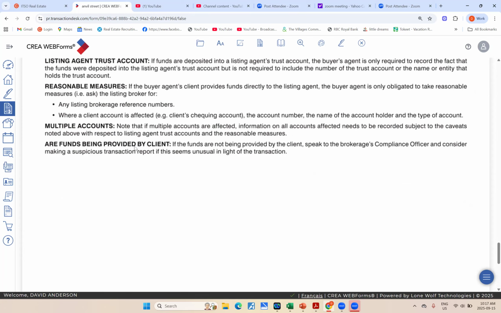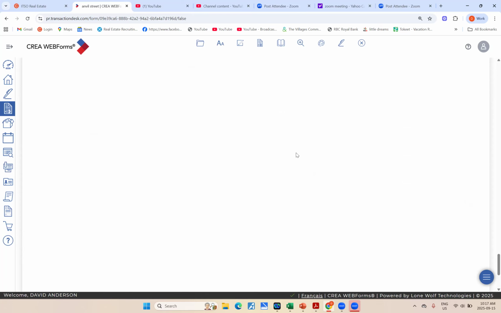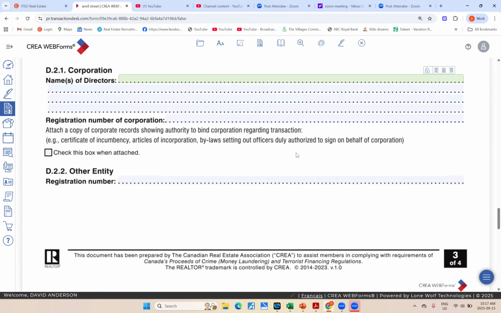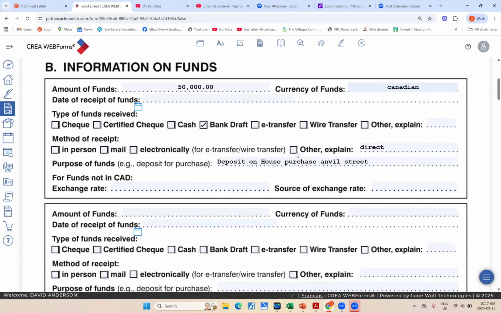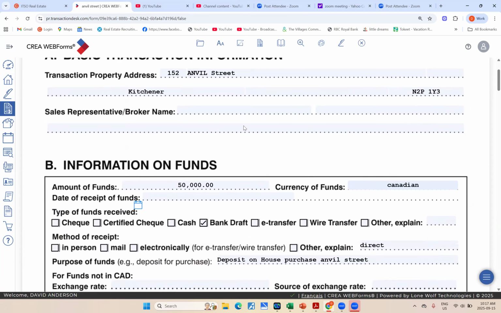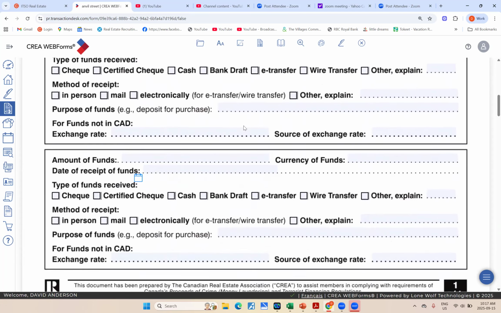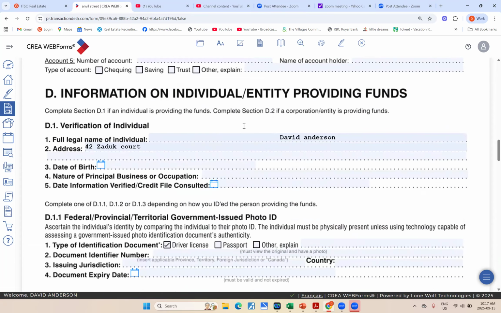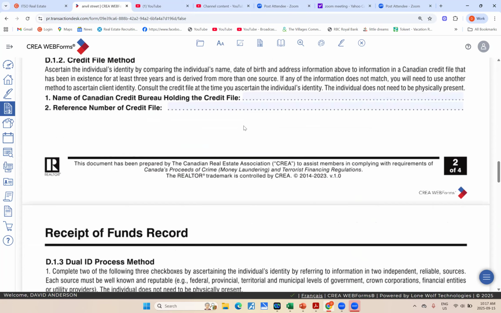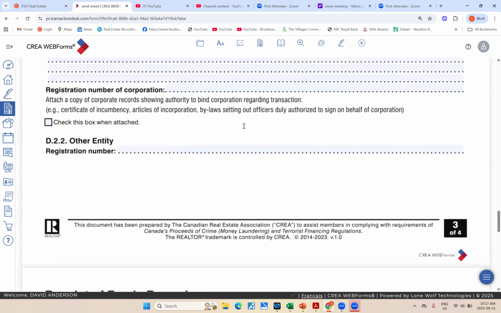And then, are funds being provided by the client? If the funds are not provided by the client, speak to the brokerage's compliance officer and consider making a suspicious transaction report in light of this transaction. So those are the key things. You just want to go through each one and fill them out accurately. Make sure that everything is in Part A, Part B, and then down to Part C, and then D. And that gets you through that nice and easy.